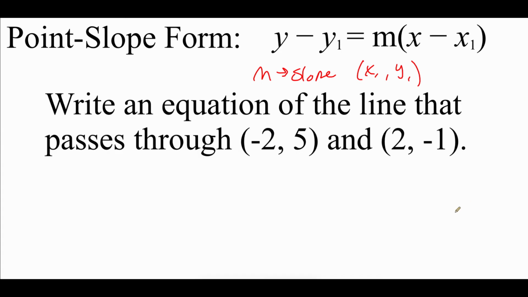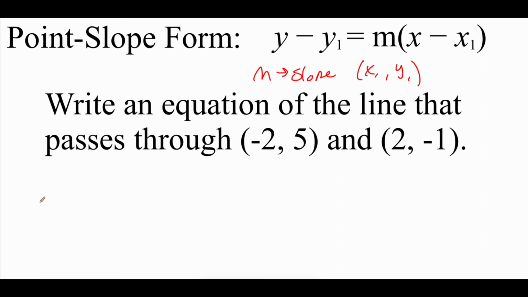So as we look at this first example, we want to write out an equation for a line that passes through the points negative 2, 5 and 2, negative 1. Now as we're writing things in point-slope form, we need to have a point that we're working with. And we actually have 2 points. I'll talk about how we're going to deal with that in just a second. But then we also have to have a slope. And right now we don't know what the slope of our line is.